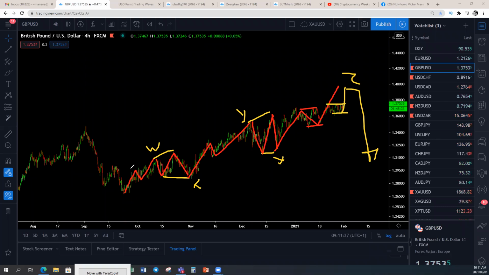So internally here, you can label this as WXY. Just need to get the XY in the right place. WXY, just to give you a bit more detail. ABC structure here.